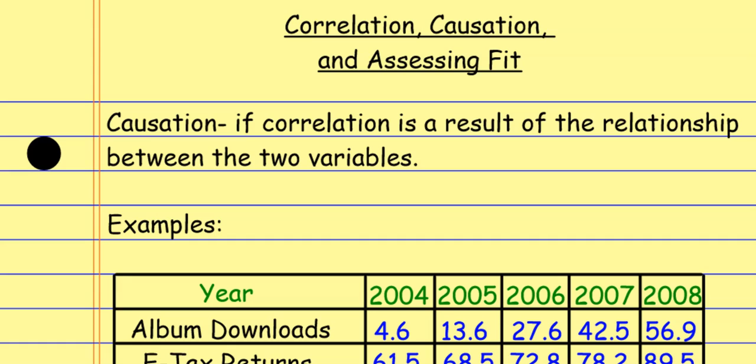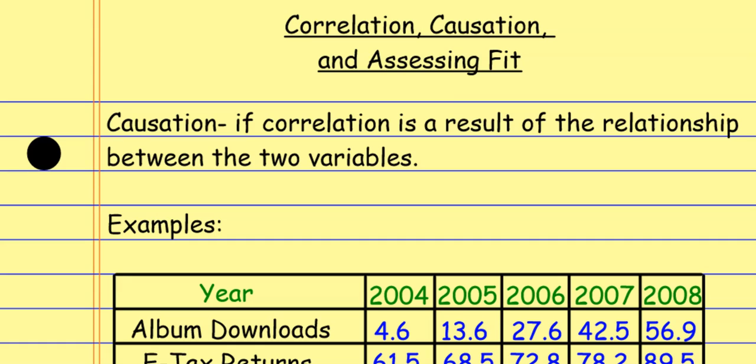But now we want to look beyond that. We want to look at the units that we're talking about, the variables that are represented, and we want to know if there's a cause and effect relationship that's causing that correlation. So causation is if correlation is a result of the relationship between two of the variables. In other words, is one thing causing the other thing to go up or down? That's the thing we want to investigate. We can have correlation, but not have any causation. And so that's what we want to look at.